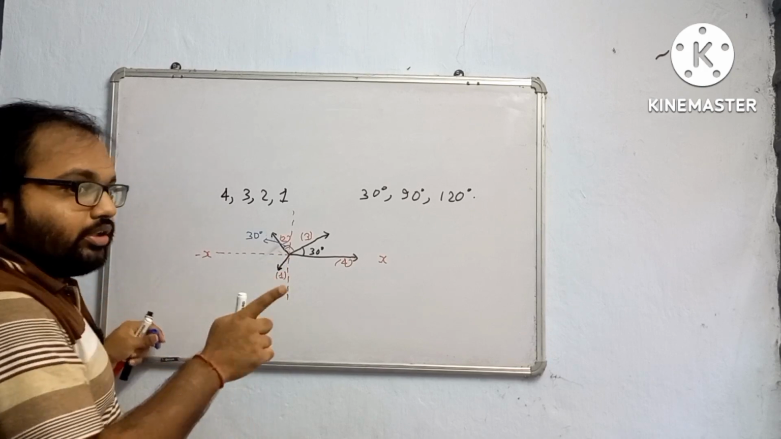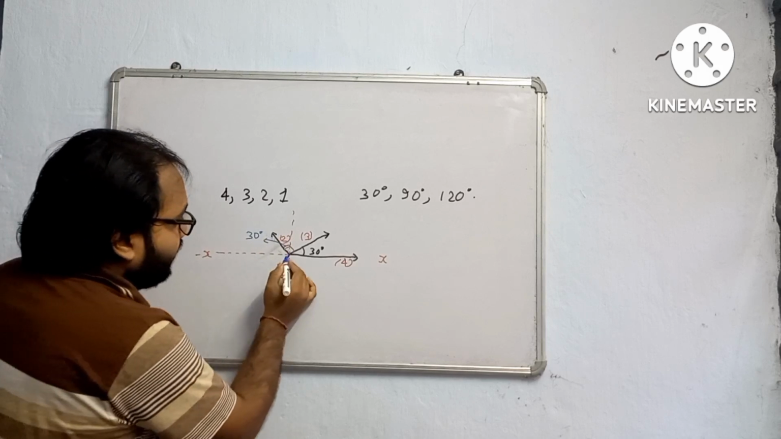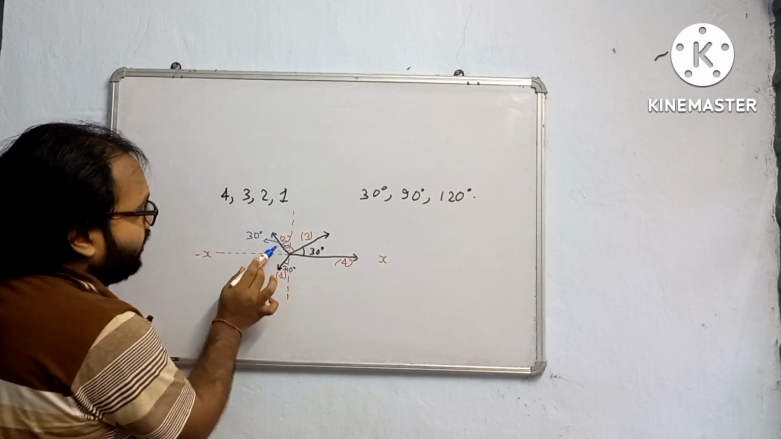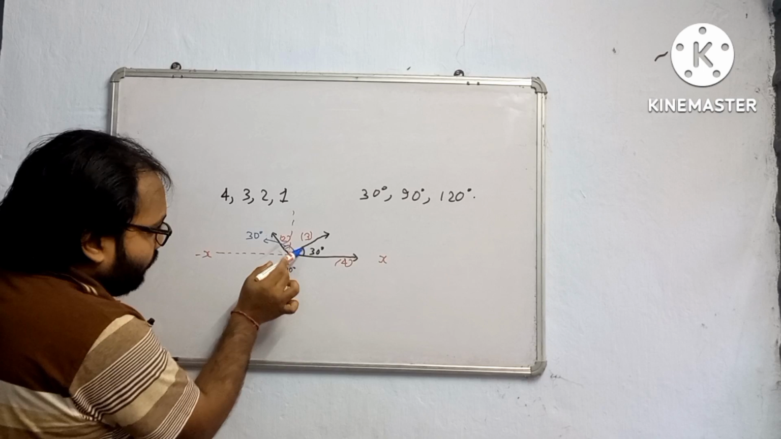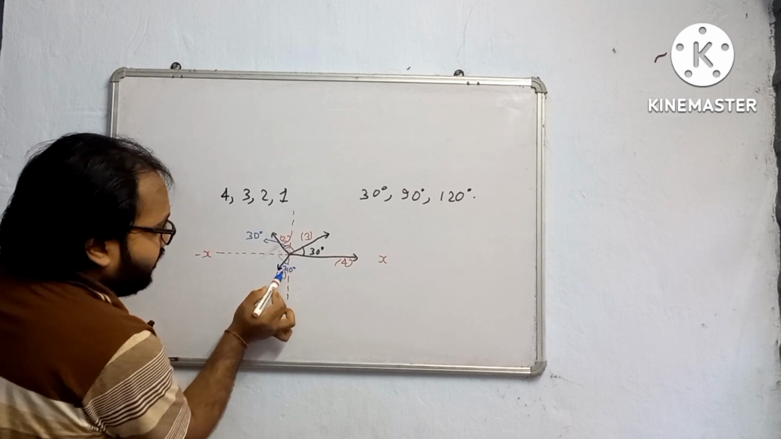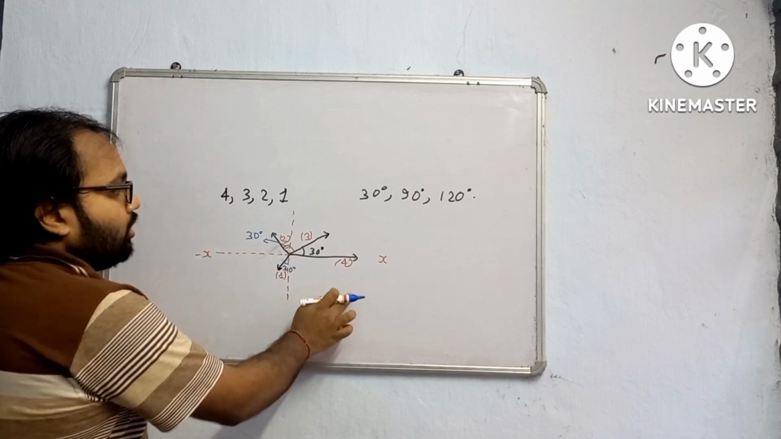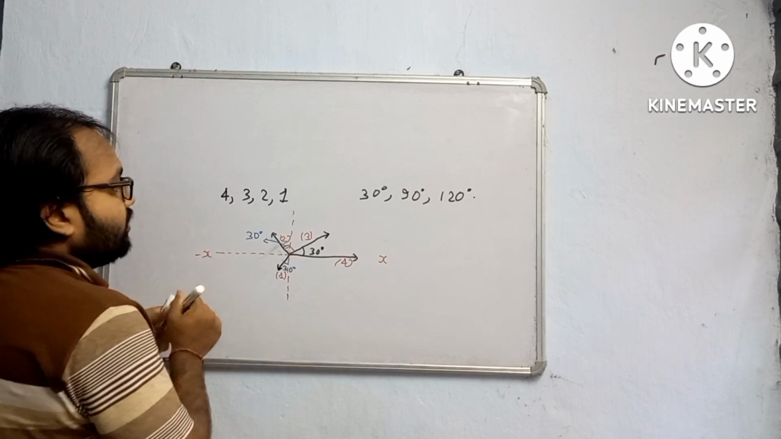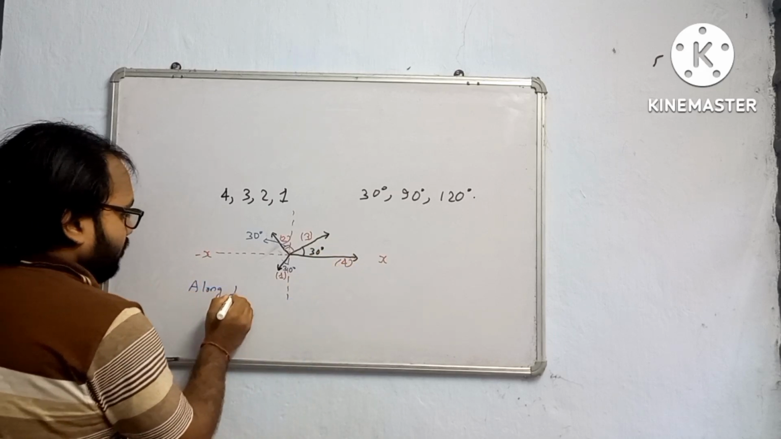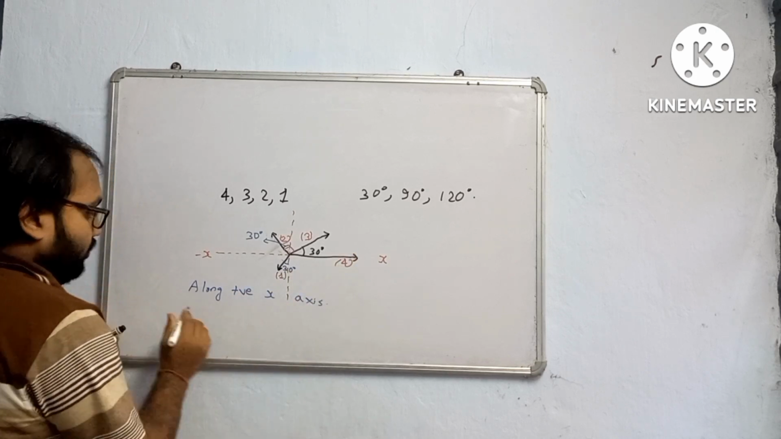In the same way, the angle between the vector having magnitude 1 and the negative y-axis will also be equal to 30 degree, because this is 120 degree, and in the first, second and third quadrant, we are moving 60 degree here in the third quadrant. So 60 plus 30, 90. You can check, this is 30 degree. Now we will use the concept of resolution of vector. So along the positive x-axis, what are we getting? 4 components are 4.